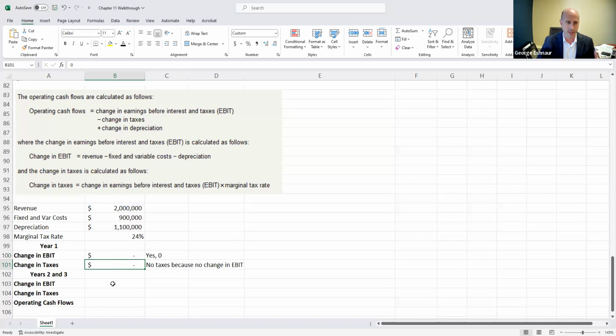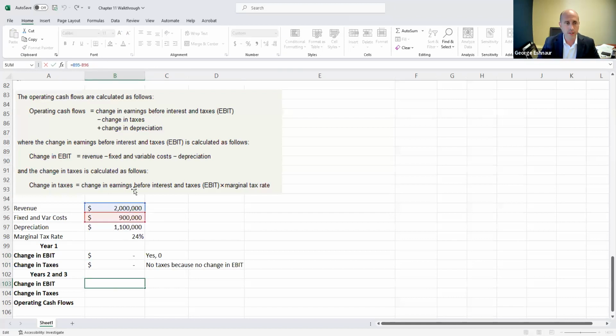Now, where this changes in year 2 is we no longer have that depreciation. So it is still the revenue minus the fixed cost. Whereas year 1, we took out the depreciation. Now we would have got that back on the cash flow statement, but it basically saved us being taxed on that $1.1 million.